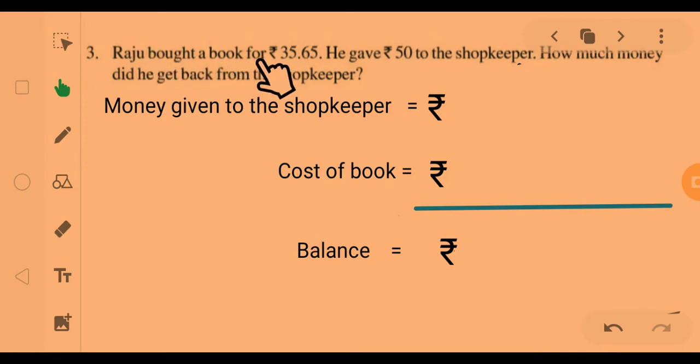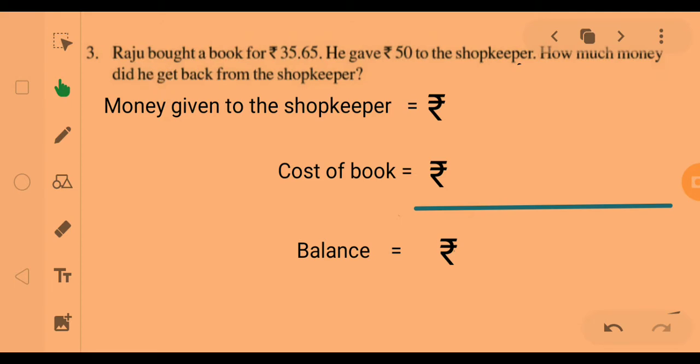Raju bought a book for 35 rupees 65 paise. He gave 50 rupees to the shopkeeper. How much money did he get back from the shopkeeper? So from this problem, we have to find the balance amount received by Raju. For that, what we need to do here?